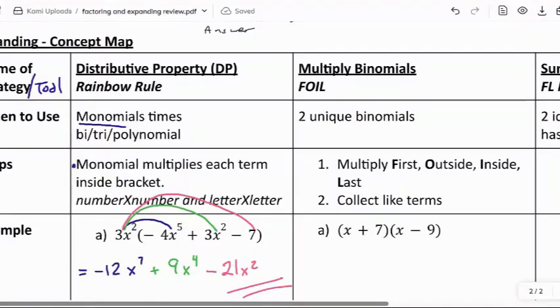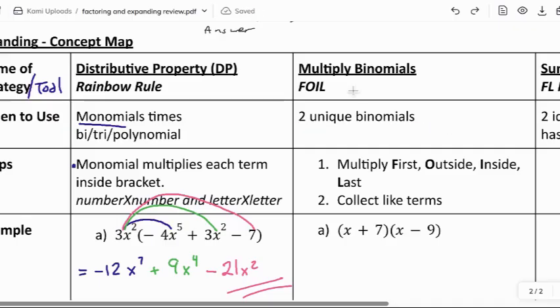So, folks, we've just talked about the distributive property. Second tool that we have in expanding is multiplying binomials. This could be known as FOIL. However, there's more ways to look at it. So when do we use FOIL? When we have two unique binomials, right?